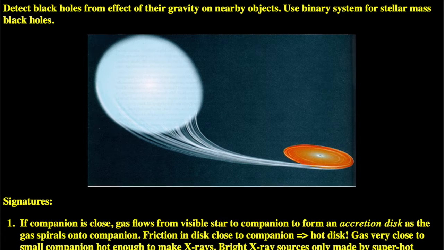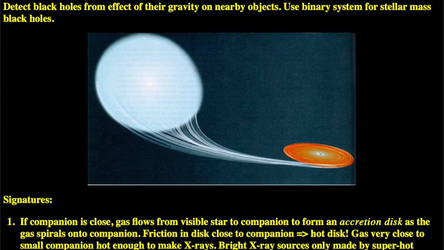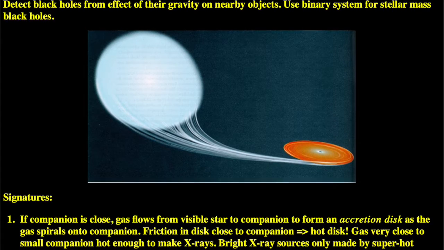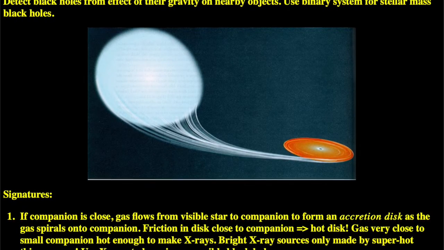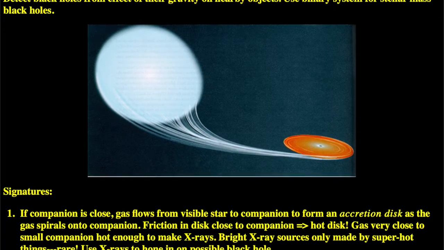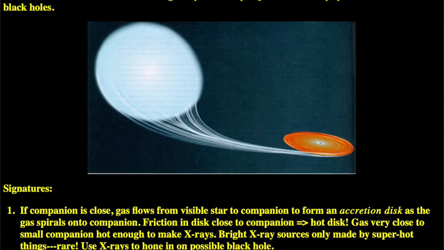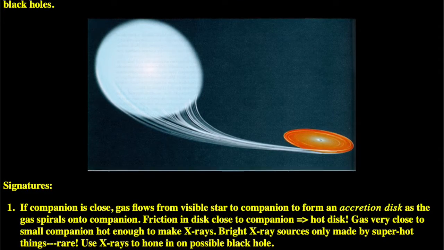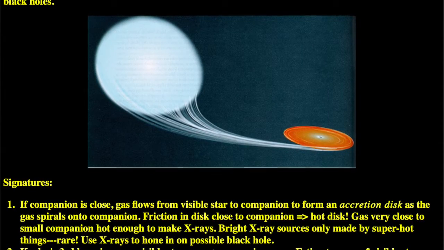For stellar mass black holes, we look for those that formed in a binary system, where two stars were orbiting closely around each other. One of the stars was a very massive star that died, and its core became a black hole. If the black hole is close enough to the visible star, the black hole may be able to suck up some material, as shown in this painting of Cygnus X-1, among the first of the black holes discovered in our galaxy. If the unseen companion is close, gas flows from the visible star we can see to the companion to form an accretion disk as the gas spirals onto the companion. Accretion means stuff accumulating onto something.